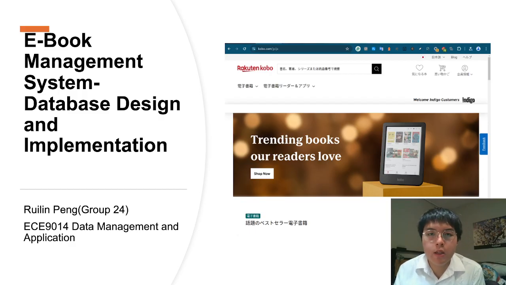The reason I'm using Rakuten Kobo as a prototype to model from is that, first, Rakuten Kobo is a Canadian ebook company headquartered in Toronto, Ontario, and it has the largest market share in Canada as well as a significant market share in Japan. So that's the reason I think it's a good example to study from how they work with it.